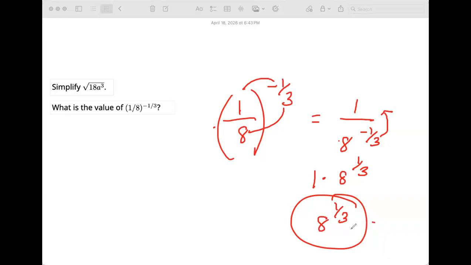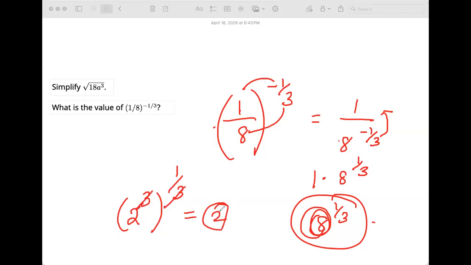8 power of 1 by 3 is what? What is the cube root? 8 power of 1 by 3 is what? This is a composite number, right? 2 power of 3 is 8. So 2 power of 3 power 1 by 3. What happens? 3 and 3 get cancelled. Answer is 2. Lasya, did you get it?